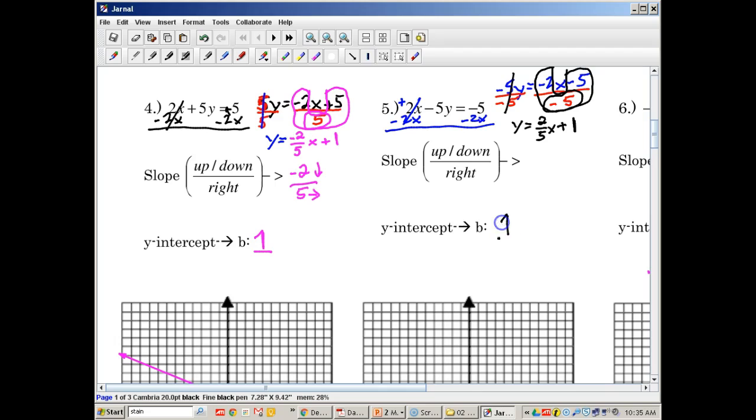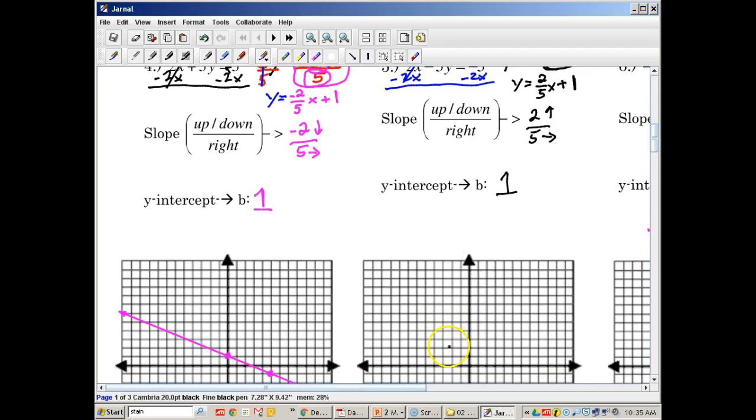So we're going to start at positive 1 and go up 2, right 5. Start at positive 1, up 2, and right 5. 1, 2, 3, 4, 5. Up 2, 1, 2, 3, 4, 5.